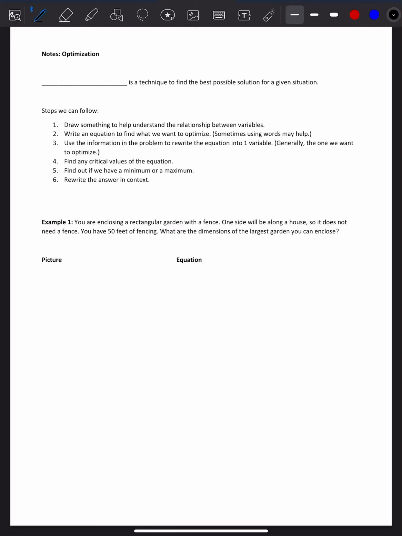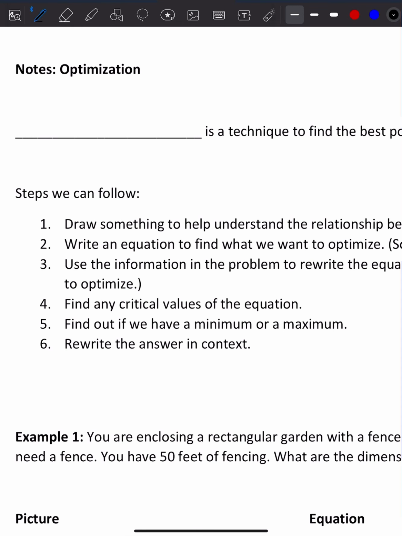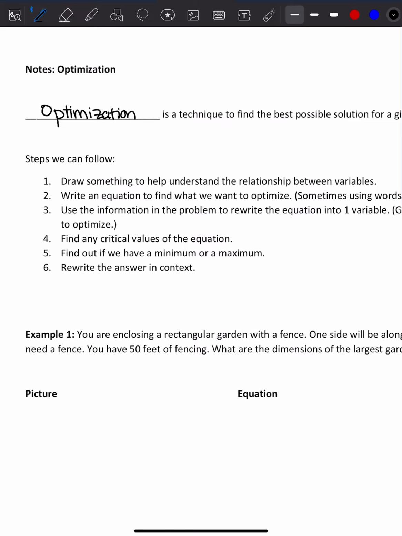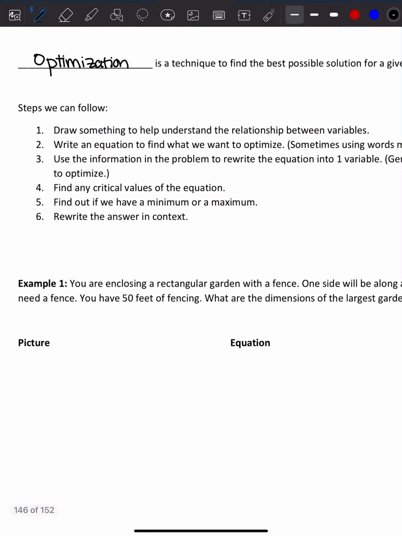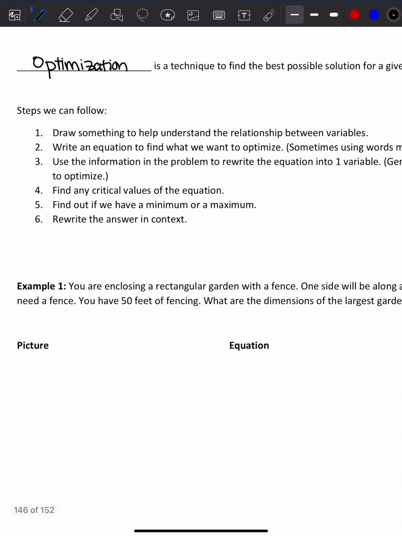Today we're going to be talking about optimization, which is a technique to find the best possible solution in a given situation. A lot of times with optimization, it's going to be similar to related rates in the fact that we have been given a situation and we need to figure out an equation that's going to go with it. We may need to draw a picture, things like that. The way that it's different is that we're going to be finding our maximum or minimum. So we're going to be using those ideas that we've been working up to in this unit to help us out with that.